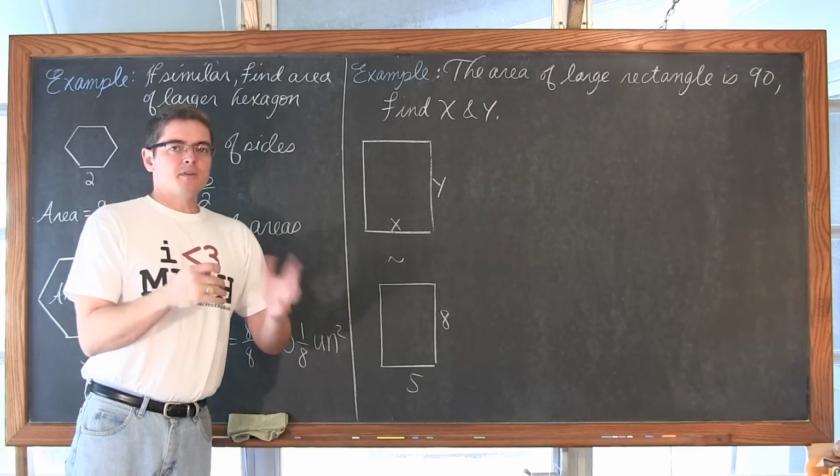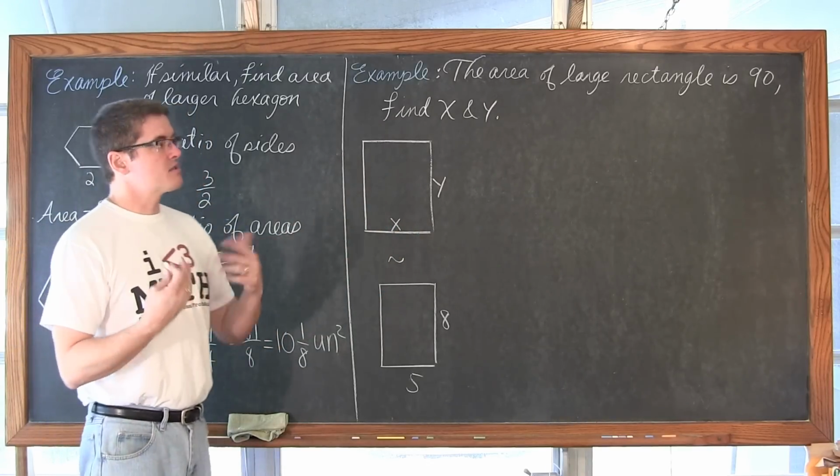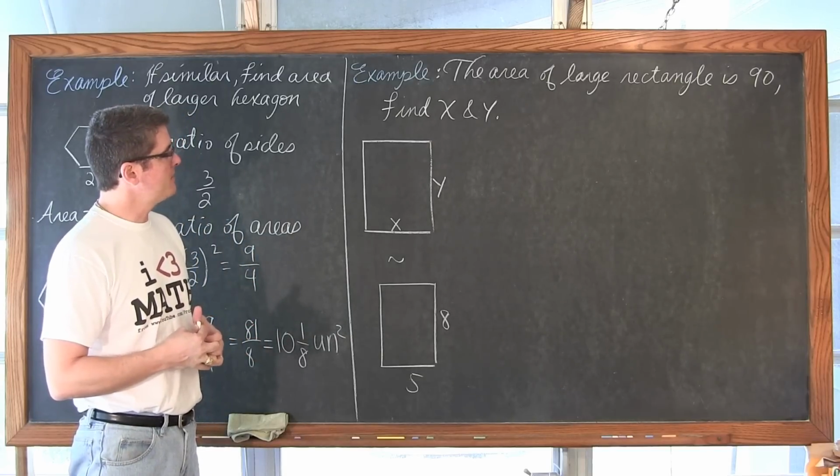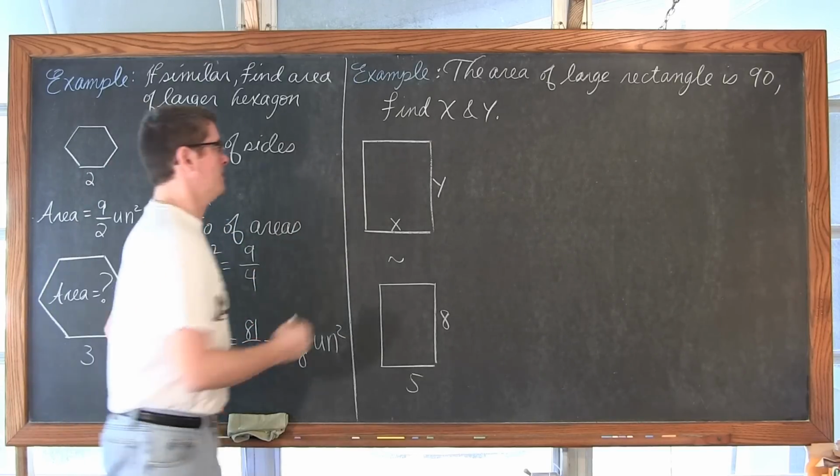Same type of idea of dealing with, again, similar figures, looking at the sides, trying to work with the areas. A little bit more complicated on this one. The area of the large rectangle is 90.